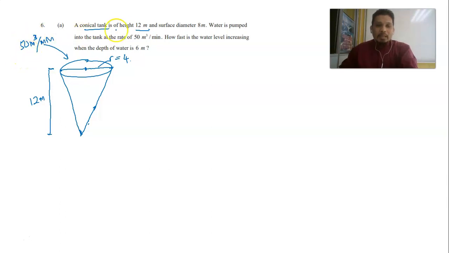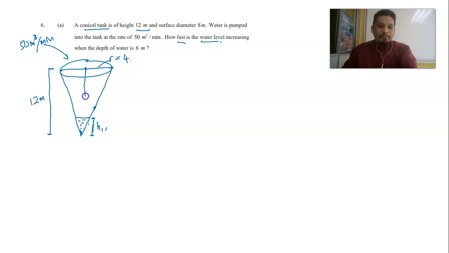Okay, how fast is the water level? Now class, just imagine that right now this is an empty tank. So we start filling water inside, and let's say in a few minutes it has reached this high level. From the bottom to this level, we assume that this is something called H1.